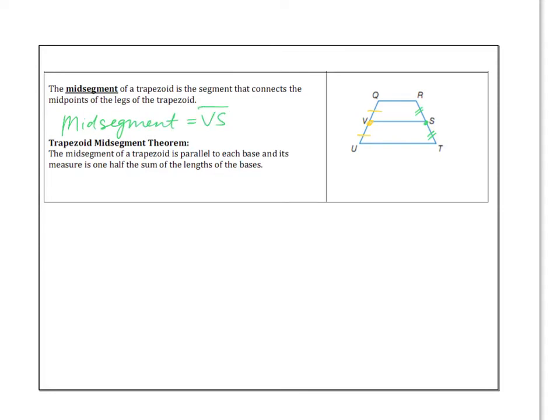equals segment VS. Now the midsegment of a trapezoid, it's going to be parallel to the bases. So in other words, all three of these segments are parallel to each other. And its measure is 1/2 the sum of the lengths of the bases. So in other words, the distance from V to S is going to be if you add the distance from Q to R plus the distance from U to T, and then divide by 2. Take half of that sum.